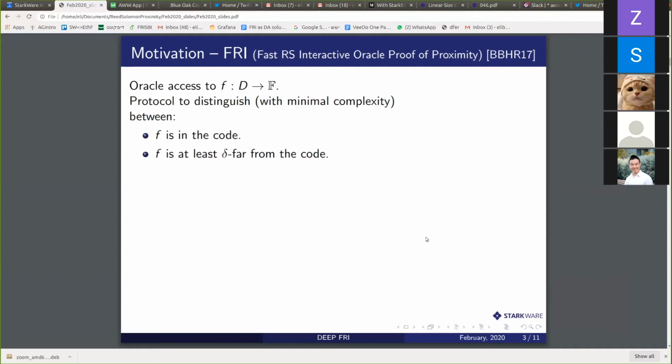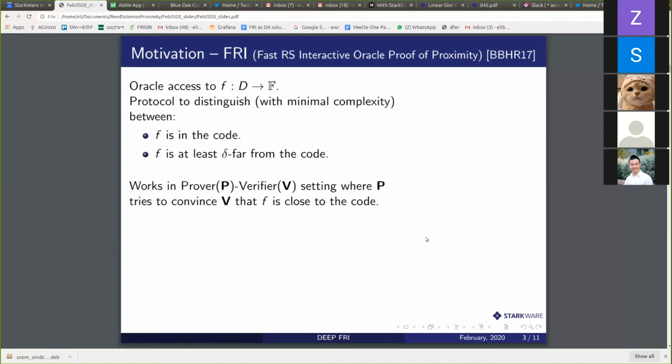Or the soundness error is 1 minus the soundness. It is the probability that you are fooled into thinking that f is low degree, whereas actually it is pretty far from being low degree. And we work in this model where you have a prover and a verifier, and the prover is trying to convince V that f is close to the code.